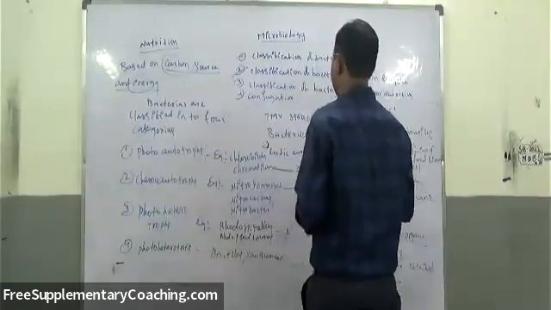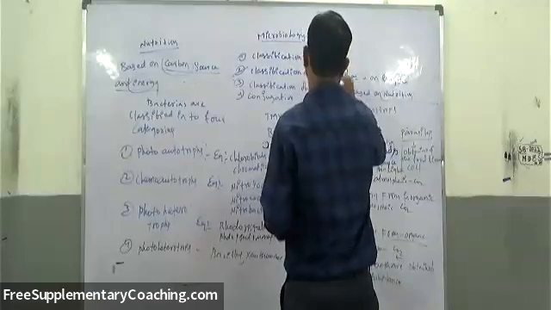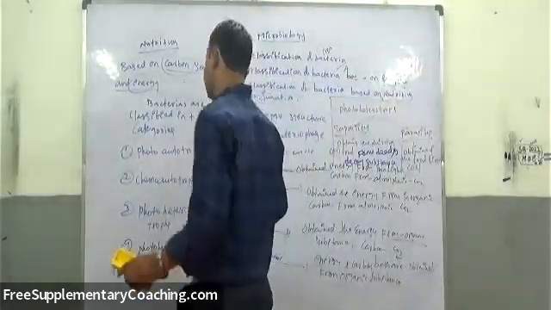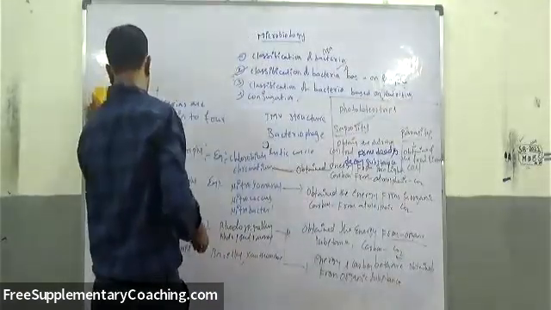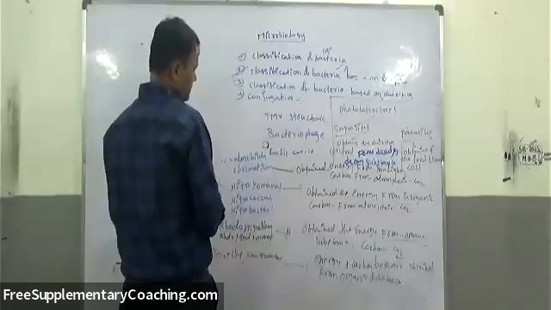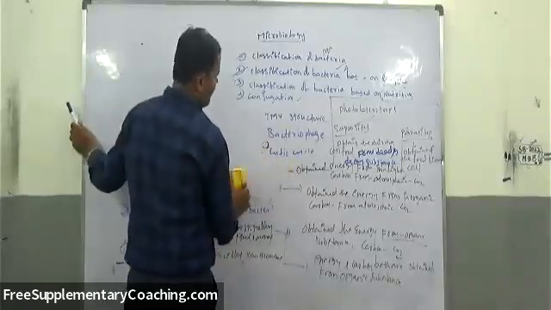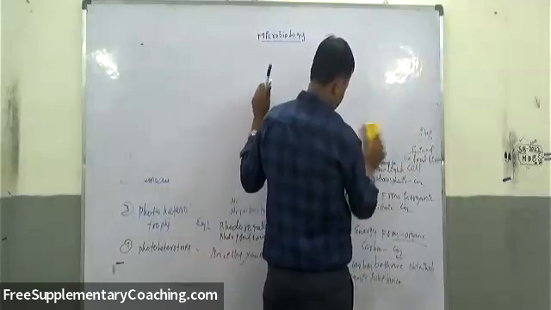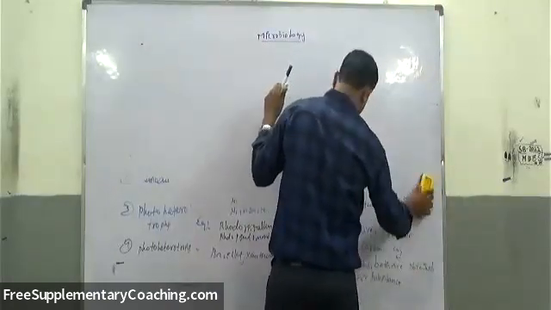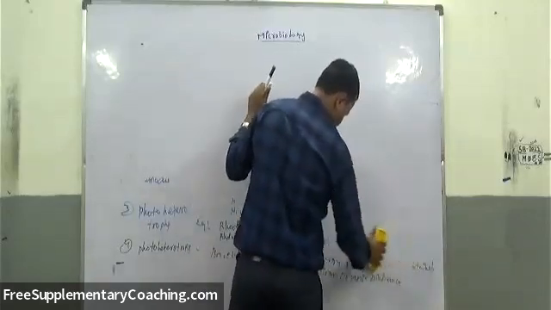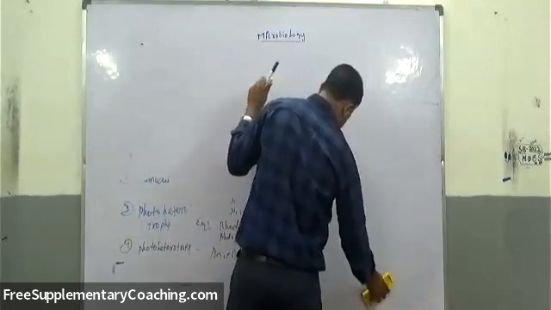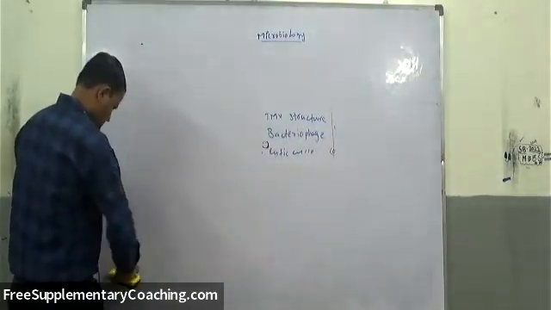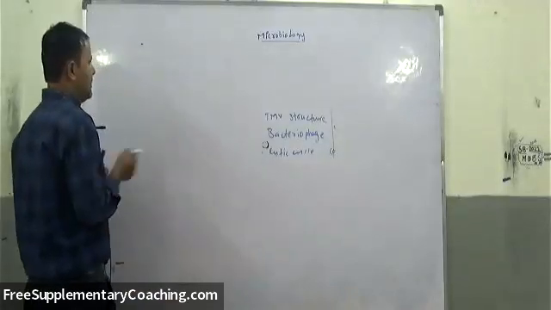So the classification of bacteria: morphological is completed, then flagella is completed, then nutrition is completed. Then bacterial conjugation.